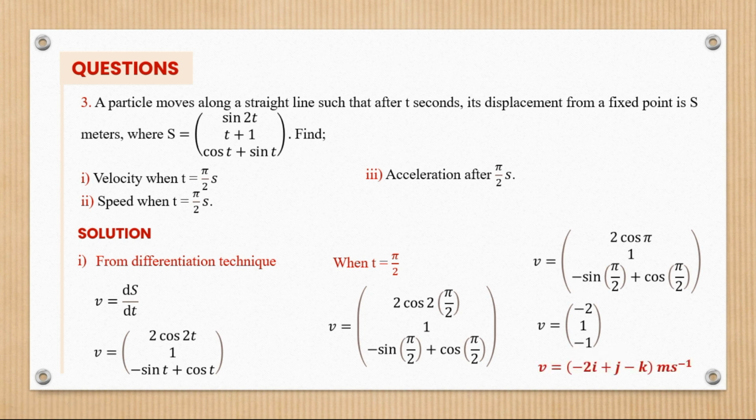So therefore, putting that in terms of i, j, k, I'll have velocity being negative 2i plus j minus k meters per second. And that is what they wanted for part A.